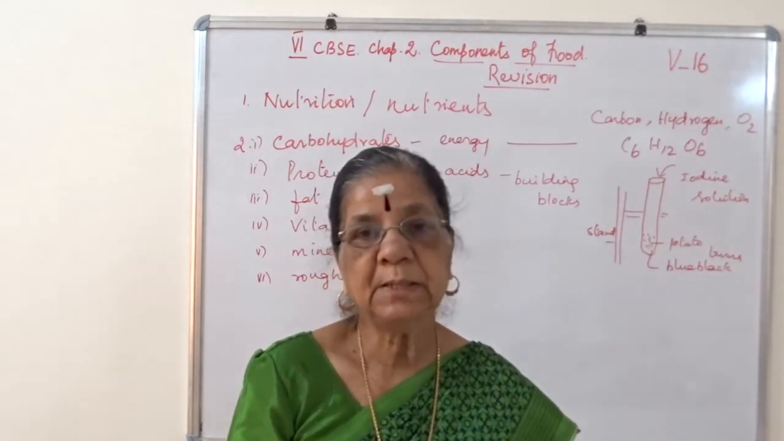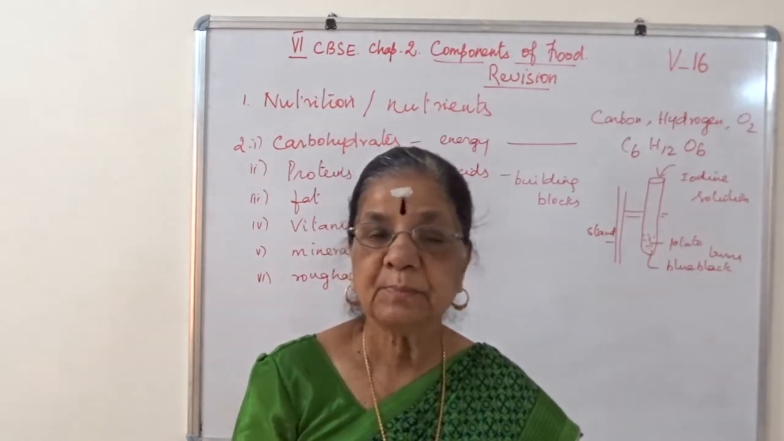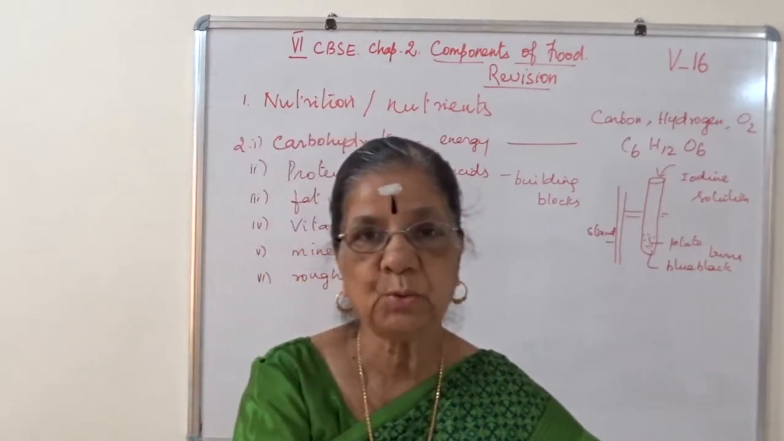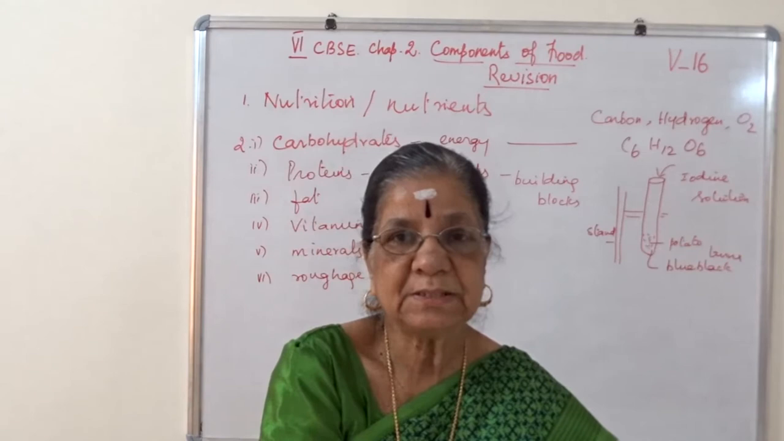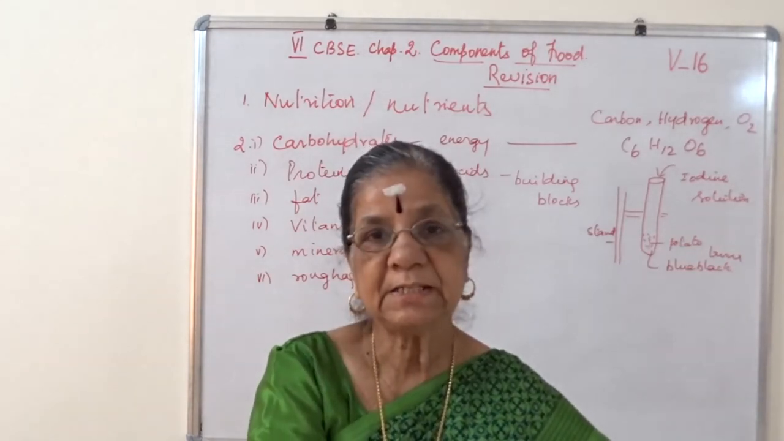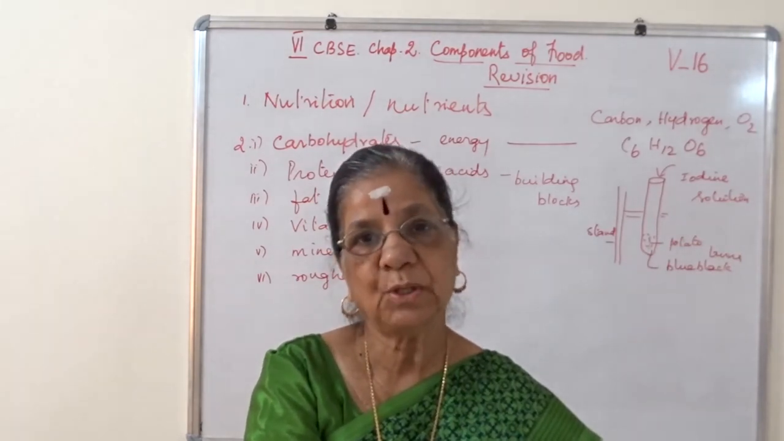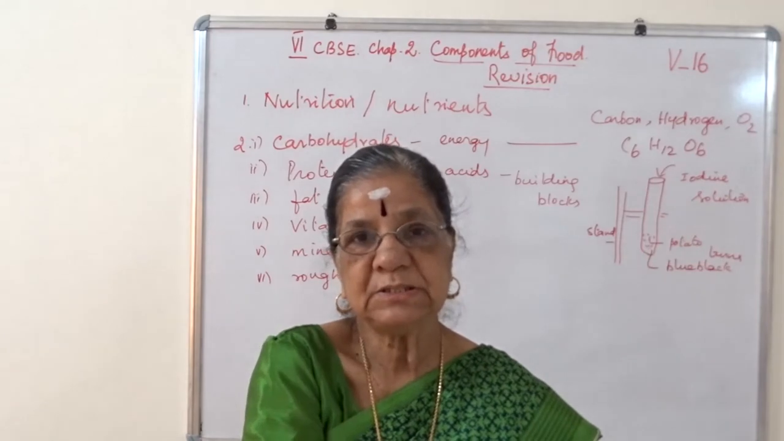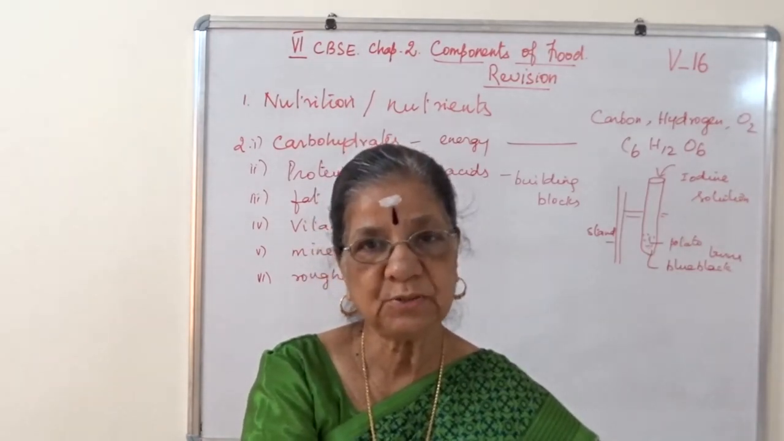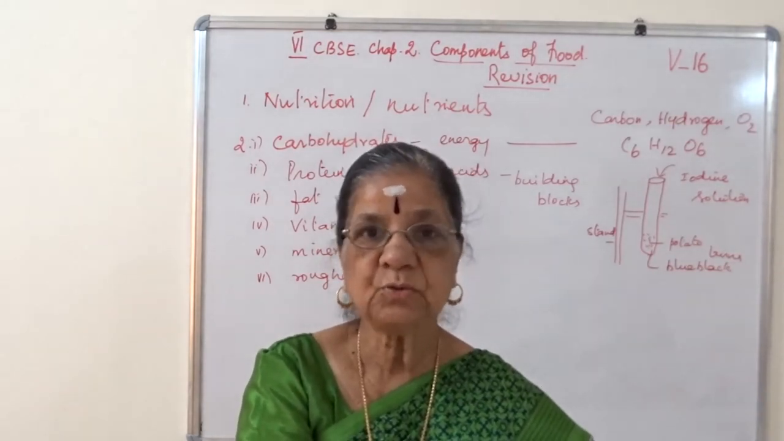Normally, hemoglobin is a protein formed in the blood cell, the RBC. RBC is red blood corpuscles. It carries oxygen and carbon dioxide throughout the body. It collects carbon dioxide from various parts of the body through veins, and it distributes oxygen through arteries to various parts of the body.